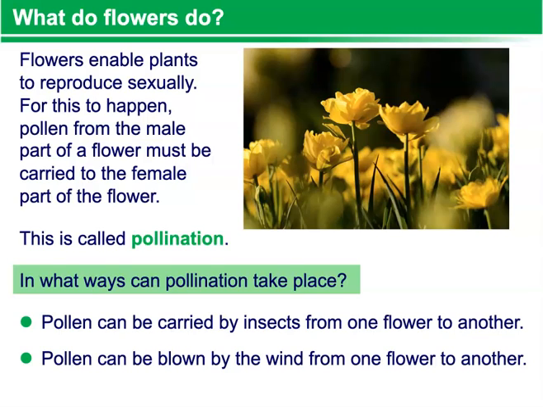So what do flowers do? Flowers enable plants to reproduce sexually. For this to happen, pollen from the male part of the flower must be carried to the female part of the flower. This is called pollination. In what ways can pollination take place? Pollen can be carried by insects from one flower to another, or pollen can be blown by the wind from one flower to another. So those of you that have allergies to pollen, you have an allergy to the sexually reproducing parts of the plant.